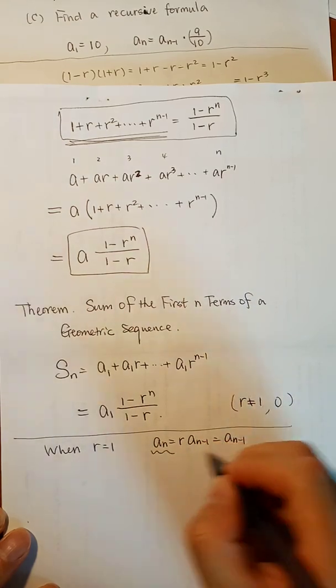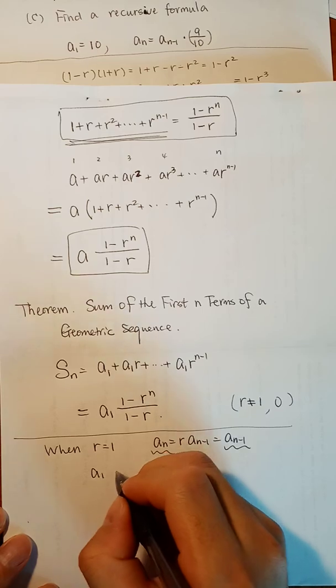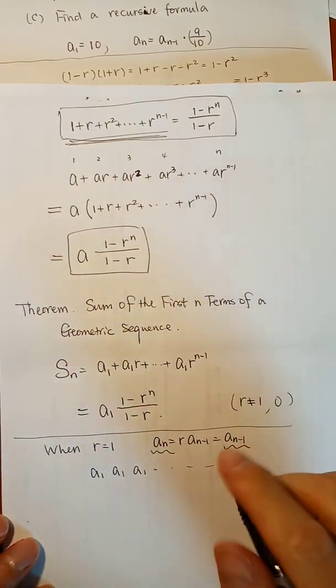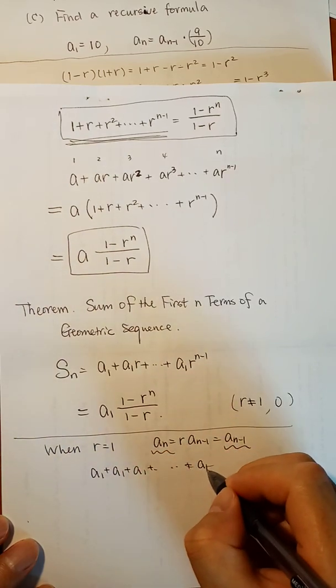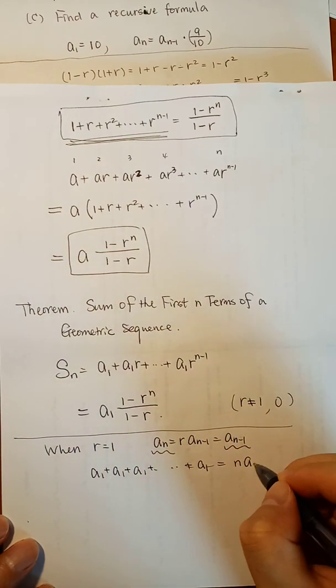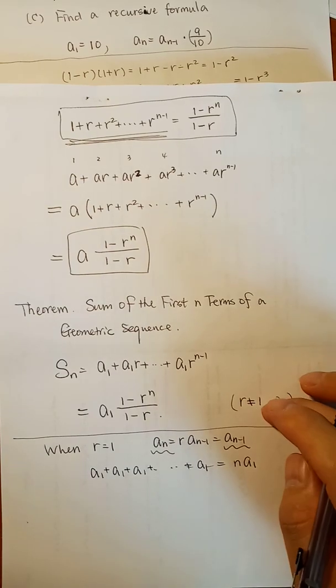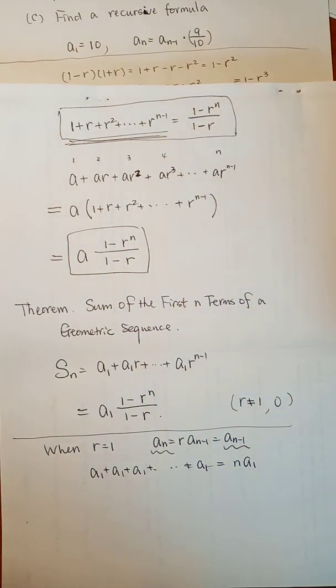It's constant. an is a(n minus 1). If r is 1, you just have a1, a1, a1, a1, all the terms in the sequence. Then you add them. You just have n copies of a1, so n times a1. There's nothing to discuss. So even though we exclude the case r equal to 1, we actually don't lose many cases. We just lose a trivial case.